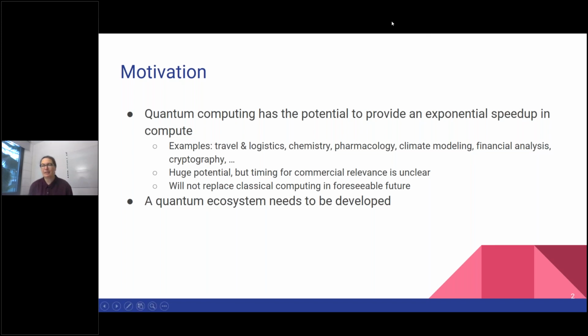We will not replace, or quantum computing will not replace classical computing in the foreseeable future. So even if we are seeing a quantum advantage, the system would need to scale to a much larger extent to actually replace everything. And then it's not clear if this is actually something you want to do. What you want to do currently is to develop a quantum ecosystem, and that's where we are looking at from an HPC perspective.